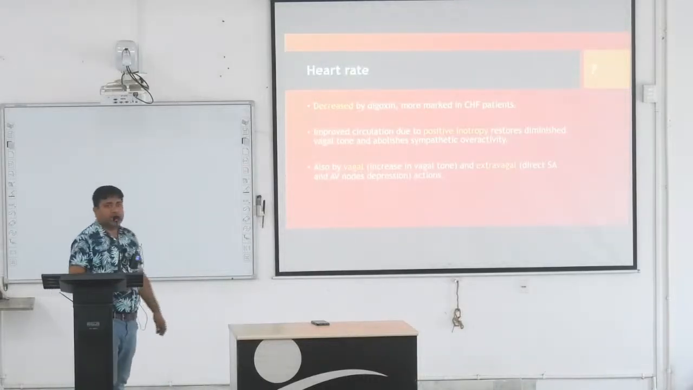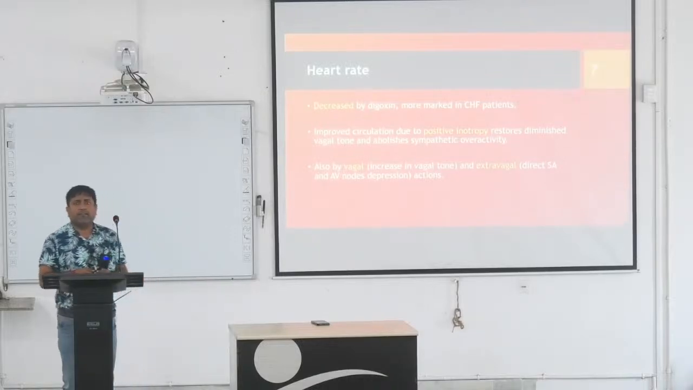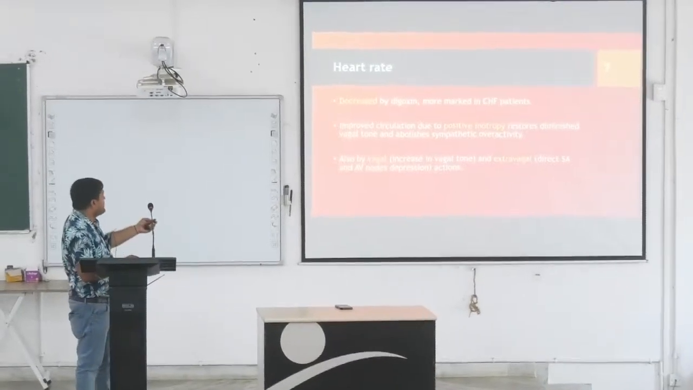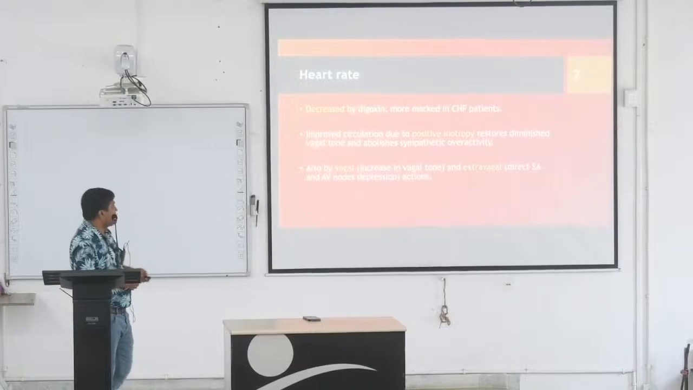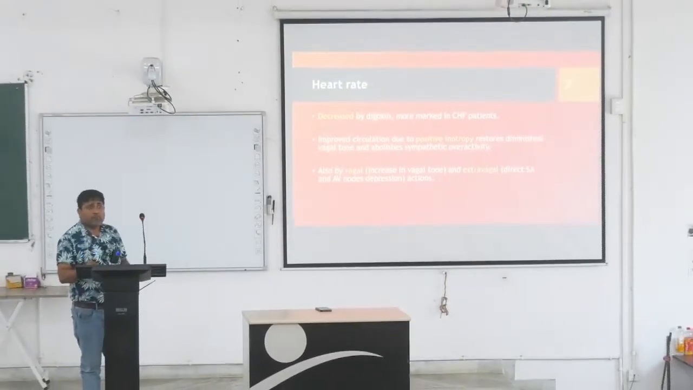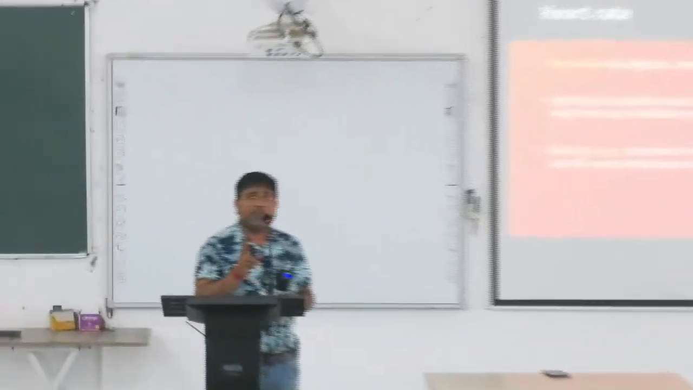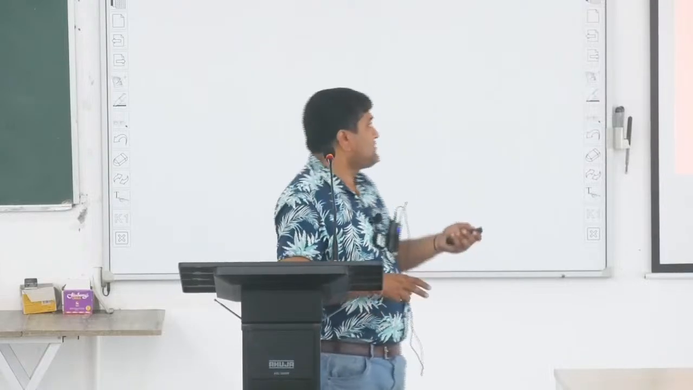Now coming to the heart rate, the effect of digoxin on the heart rate. In a normal heart, basically there is an insignificant effect on the heart rate, but in the failing heart, the heart rate decreases. It is more marked in congestive heart failure patients. Why? Because number one, direct vagal effect. Number two, as the heart failure patient is given digoxin, the myocardial contractility is increased, leading to abolition of the reflex sympathetic overactivity, and thus the heart rate decreases.